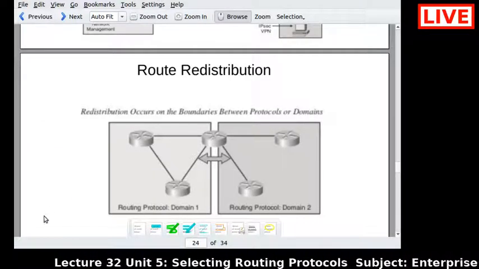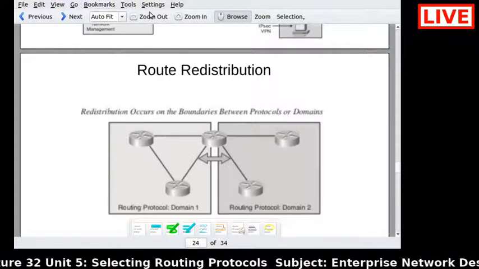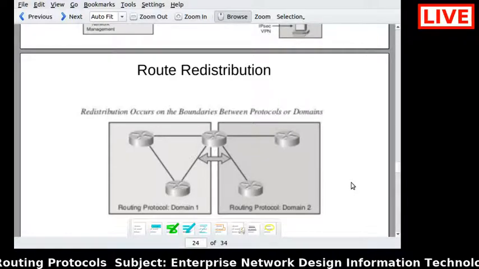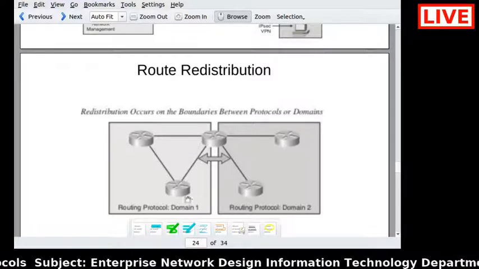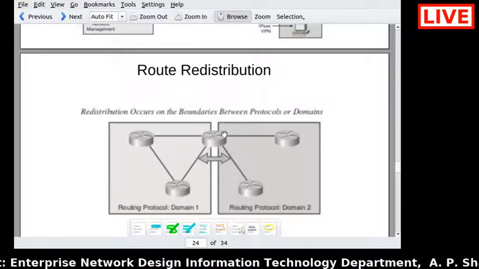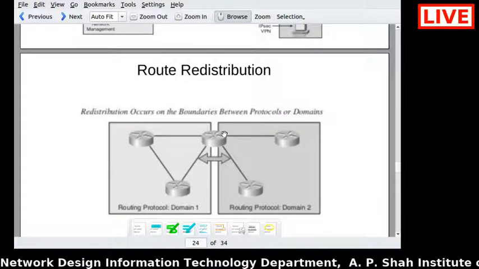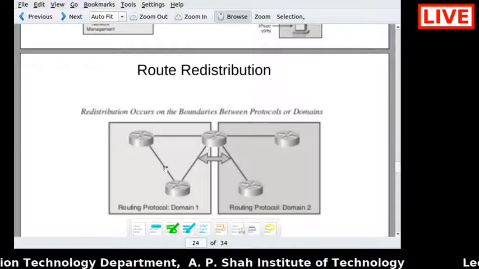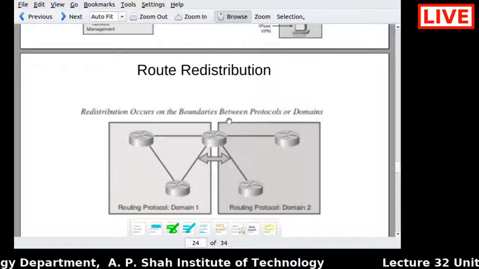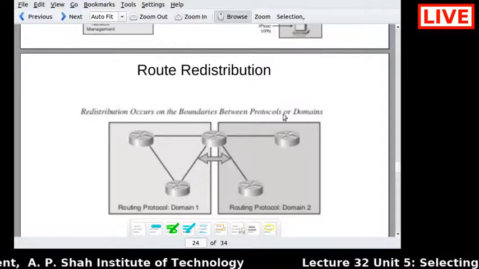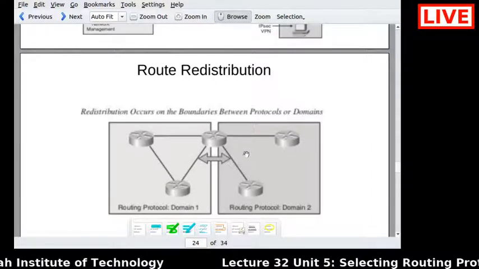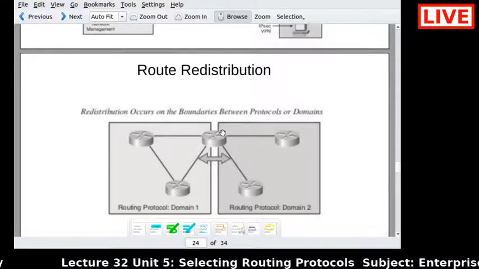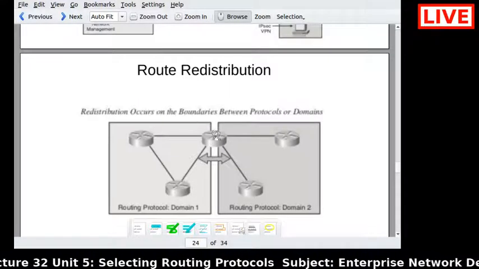In this route distribution, I have given one diagram. Redistribution occurs at the boundaries between the protocols or domains. Here the domains are nothing but the autonomous systems. For example, this is your first autonomous system, and this is your second autonomous system. In between these two autonomous systems we have one router, which is the BGP router.